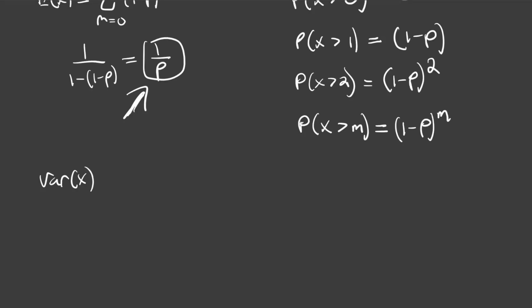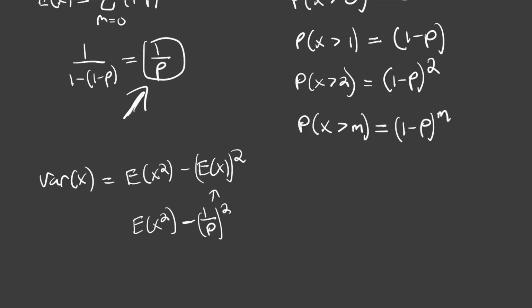Okay, now the variance of x is also going to be a little bit easier to calculate using the tail sum formula. So first of all, the definition of variance is the expected value of x squared minus the expected value of x, all squared. We already know the expected value of x. It's going to be 1 on p. We just showed that. So right here we're subtracting 1 on p squared from the second moment of x. So now we just need to calculate this.